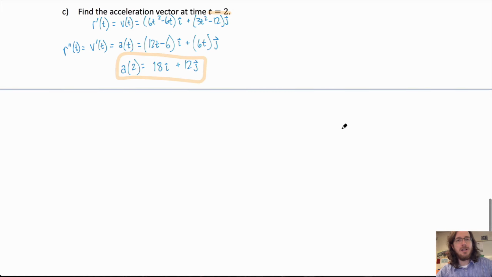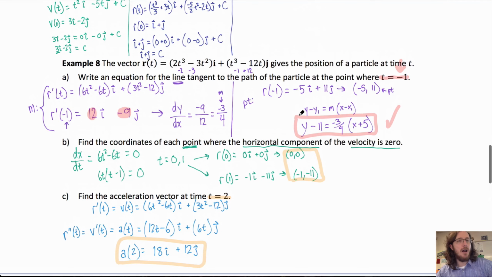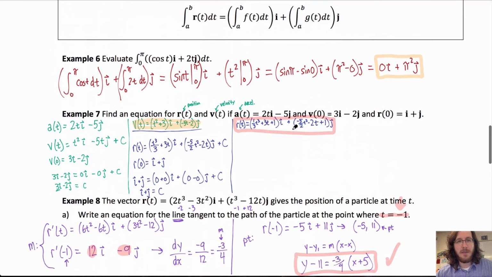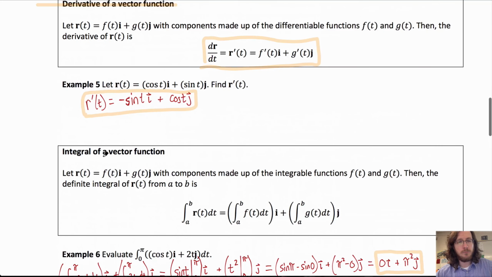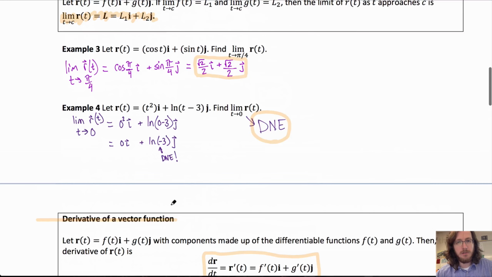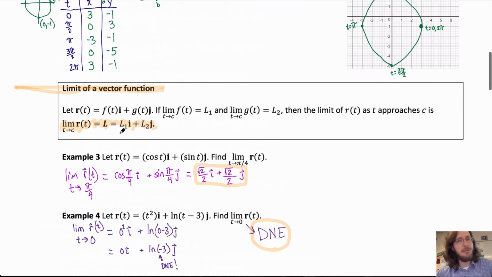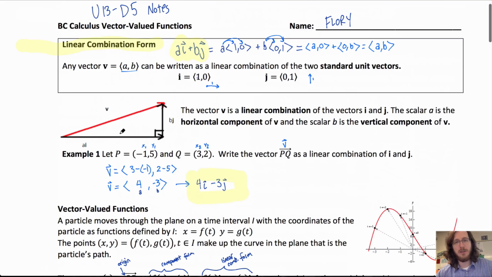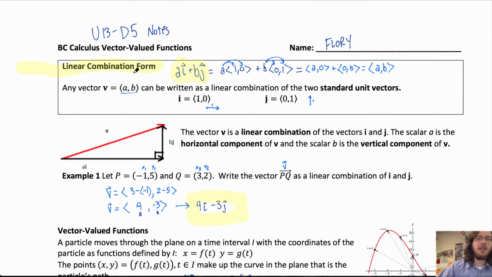Okay, so we looked at using our basics of derivatives with our vector valued functions to analyze the path of a particle, derivatives and integrals. We looked at finding the limit of a vector valued function and graphing a vector valued function from linear combination form.